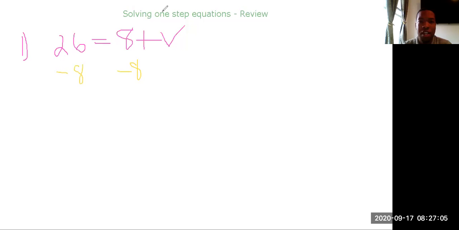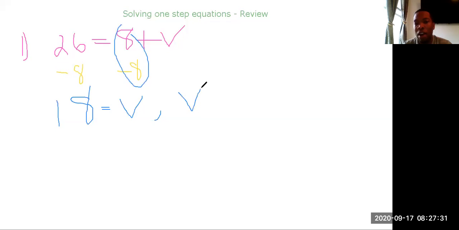Minus 8. So then this right here becomes 0 because 8 minus 8 is 0. And then I do 26 minus 8. What is 26 minus 8? 18. So now I have v is equal to 18. Or you could rewrite this and put it this way. Either way, it's saying the same thing.